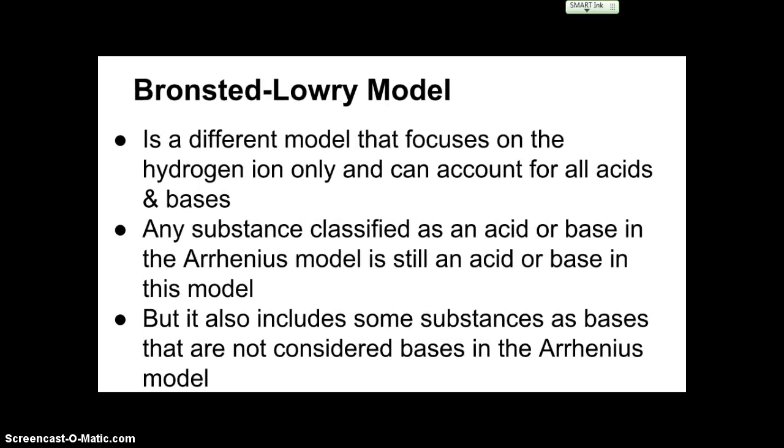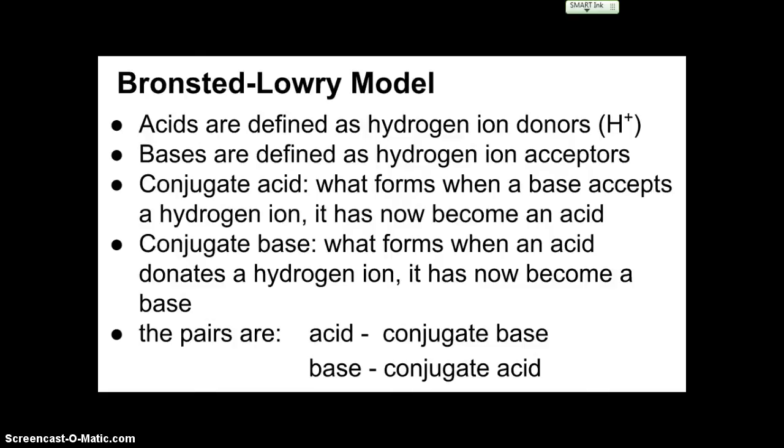So this Bronsted-Lowry model is a combination of two scientists' work. It's a different model that focuses on the hydrogen ion only, and it can account for all acids and bases. And it says that any substance classified as an acid or base in the older Arrhenius model is still an acid or a base in this model. It doesn't change anything on that, but it includes some of the things that the Arrhenius model didn't, like NH3 is a base and sodium carbonate is a base in this model. So what's different? Acids are defined as hydrogen ion donors, and bases are defined as hydrogen ion acceptors.